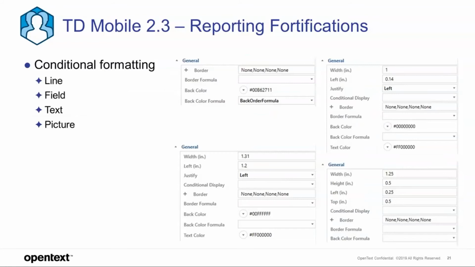For Report Designer, we also now have conditional formatting for the line, field, text, and picture objects. So you can provide a formula in the properties dialog, and on the formula we decide whether a certain format is being applied or not. So for example, if you want to display negative numbers in red and positive numbers in green, things like that.